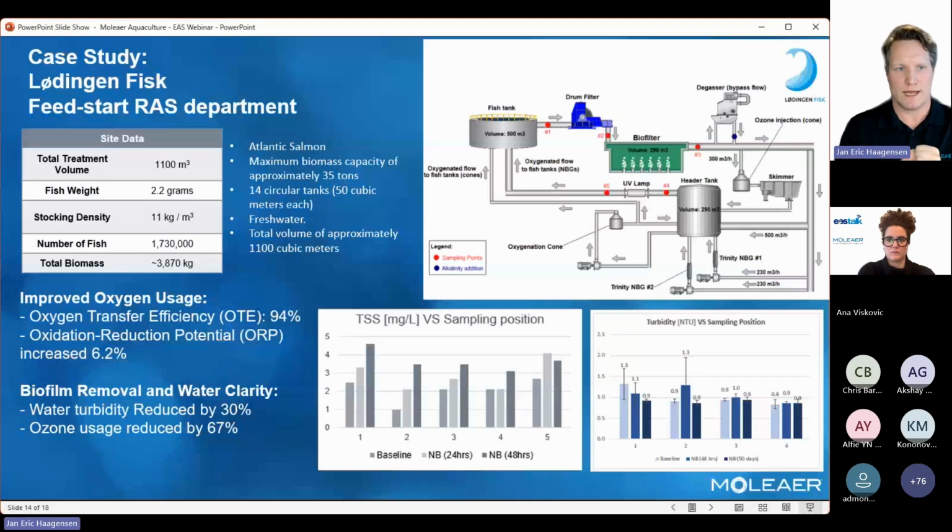The system has a maximum biomass capacity of 35 tons, this department, leading to the fish tank section of 14 circular tanks. This is freshwater. This is early in the production, and we're talking about 1,100 cubic meters.